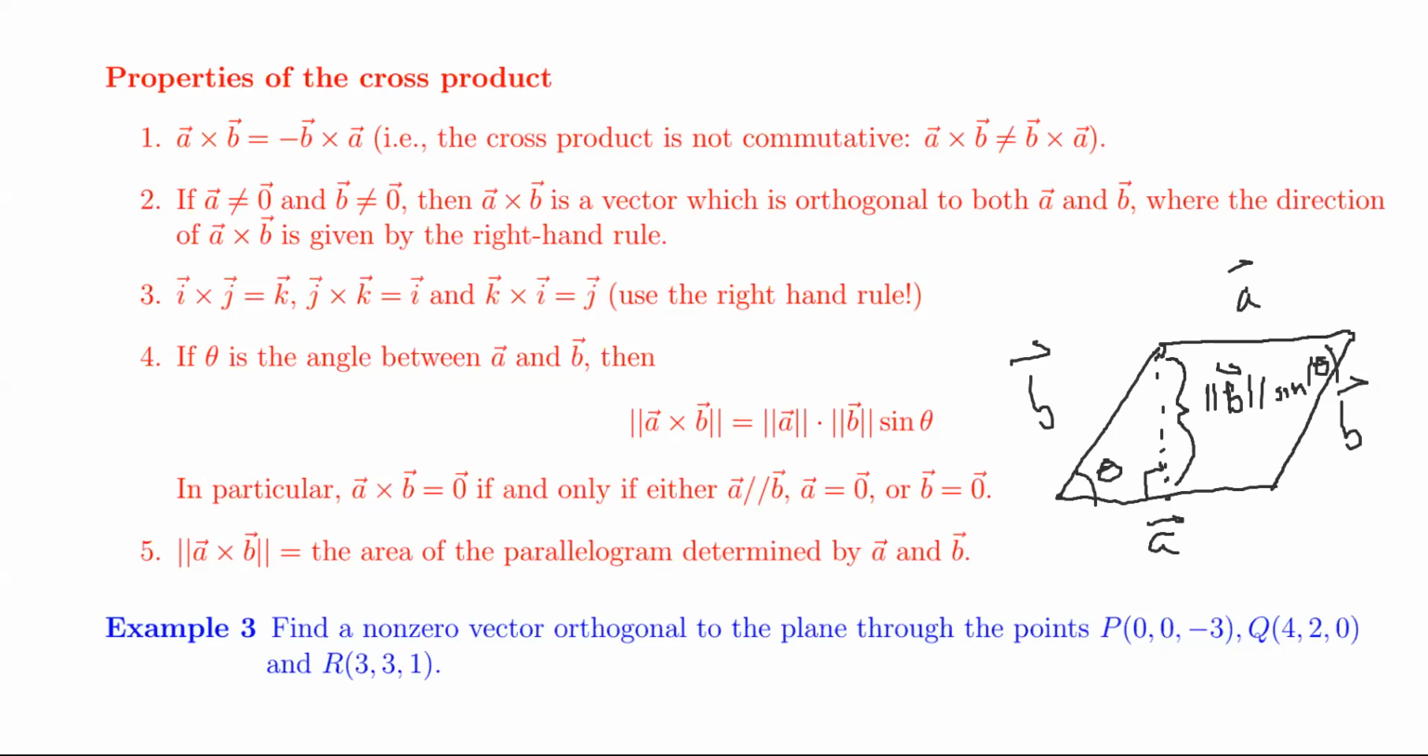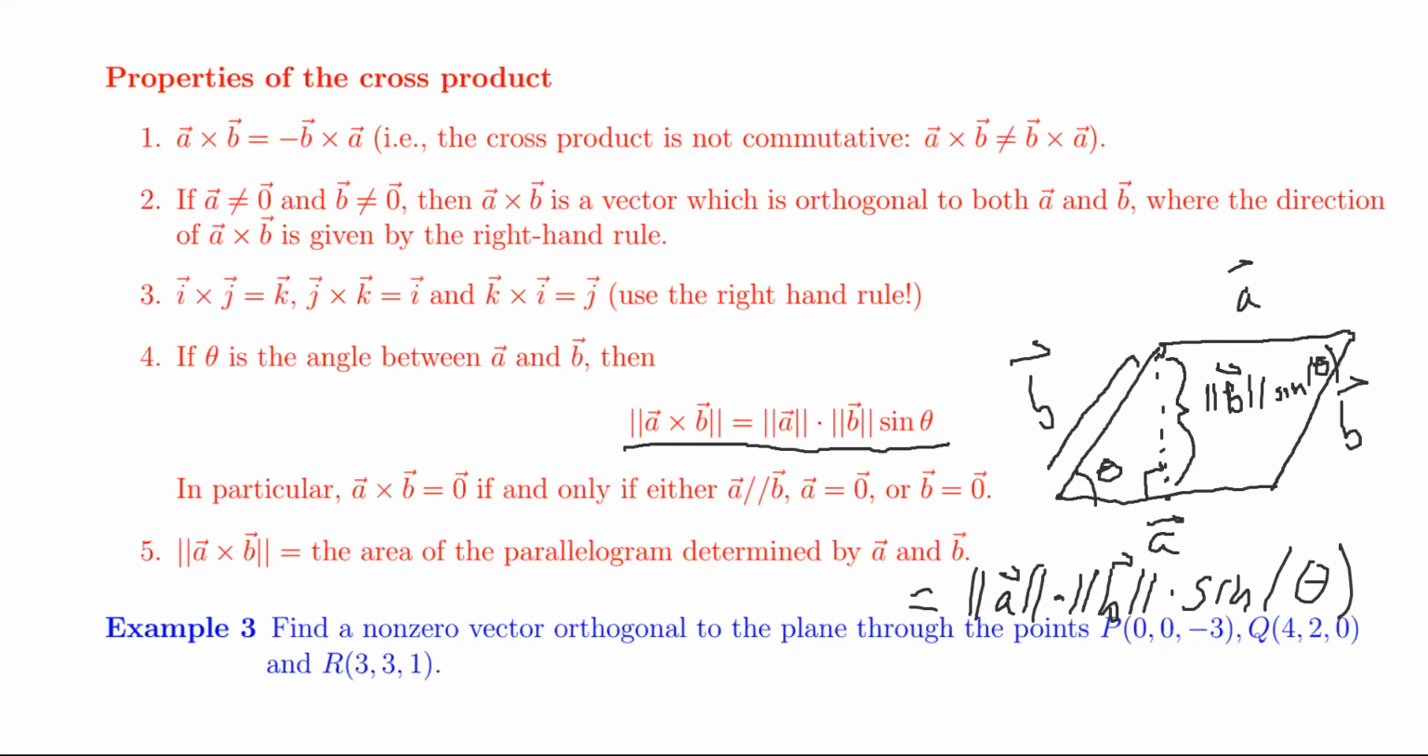Okay. Well, what does that tell us? This tells us then that the area of the parallelogram is the magnitude of A, which is the length of A, times the length of B, which is the length of that hypotenuse of the triangle here, so times the length of B, times sine theta. So that is the area of the parallelogram. Well, based on this previous property 4, this is exactly equal to the magnitude of the cross product of A and B. So the magnitude of the cross product of A and B is the area of the parallelogram determined by A and B, which is neat.